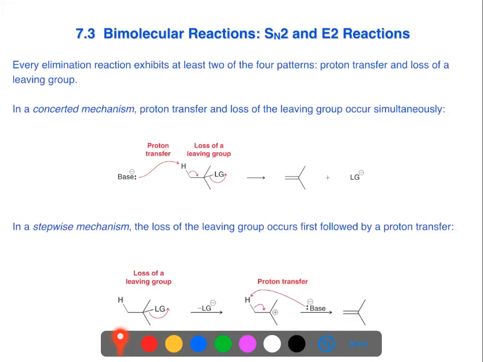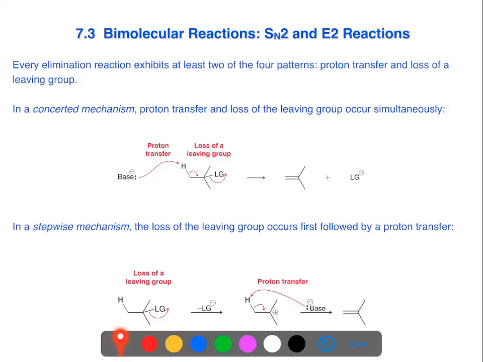So to finish this video, we'll discuss the E2, the elimination reaction, which is also concerted. And so that's why the text in our video discusses the SN2 and the E2 together, because they both have this concerted mechanism associated with them. Nonetheless, every elimination reaction exhibits at least two of the four patterns. So at the core of elimination, there will always be a proton transfer and loss of a leaving group.